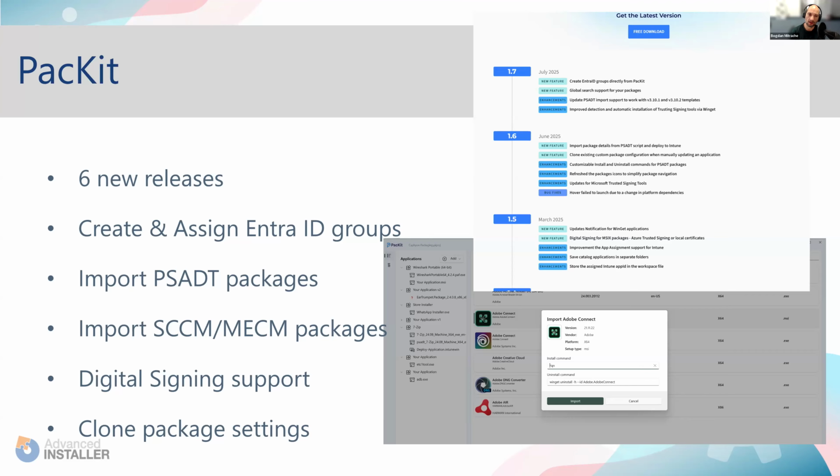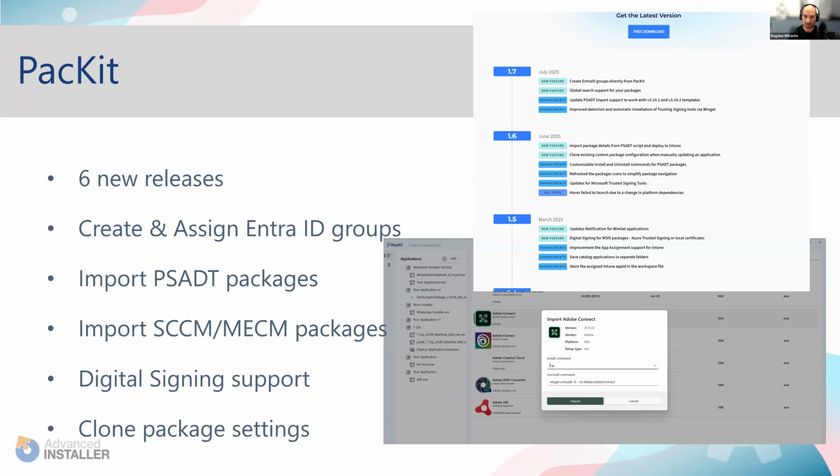It's called Packit. You can find it on getpackit.com. You can also find links on advancedinstaller.com that point towards it. And it's a new tool that allows you to manage multiple applications, multiple packages from a central workspace. It doesn't require a database. Everything is stored locally or on a network share. You can manage assignments for your Entra ID groups from there, import information from your PSADT packages, and just upload that with one click to your Intune tenant.